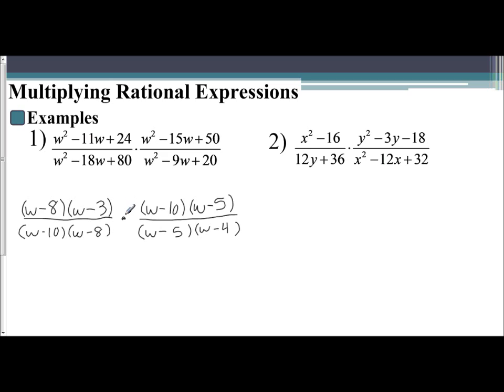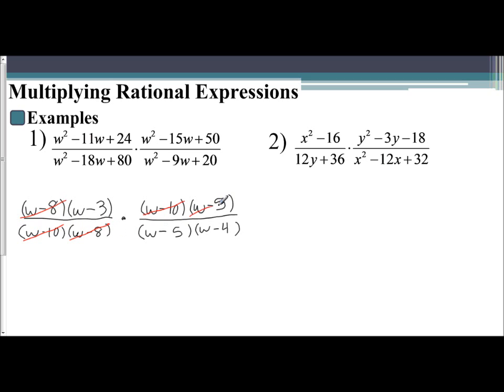Now, it doesn't matter if you have a factor on the top left and on the bottom right. Anything you see on the top and bottom that they have in common, you cross out, you cancel out, because you're really doing division and getting the number 1. So if I take a look, I see a w minus 8 on top here and a w minus 8 on bottom. So I can cancel those out. I continue on, I have a w minus 10 up here on the top and a w minus 10 down here on the bottom, and that's okay.